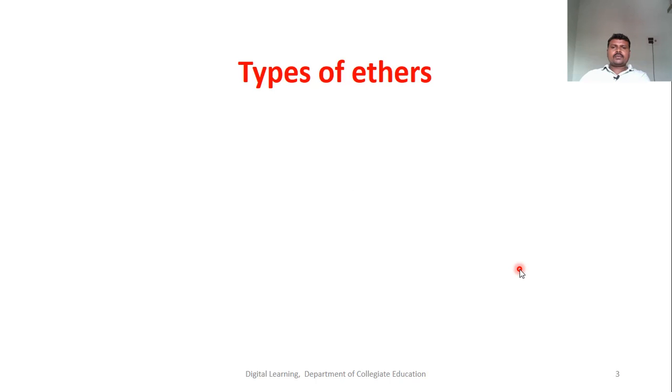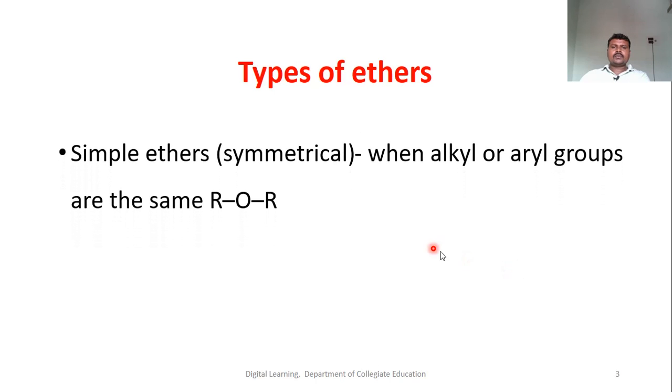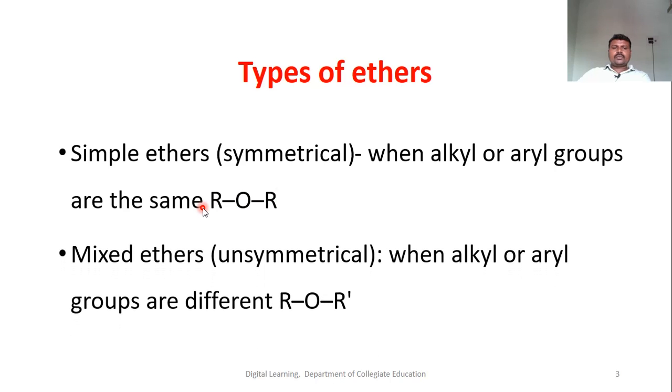There are two types of ethers: simple ether, which is also known as symmetrical ether, when the alkyl or aryl groups are the same. These simple ethers are generally represented as ROR. We have another type of ether, that is mixed ether, also known as unsymmetrical ether. When the alkyl or aryl groups are different, this ether is known as mixed ether. This can be represented as ROR', where R and R' are different alkyl groups.